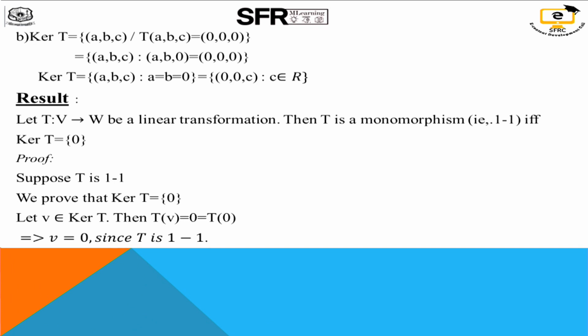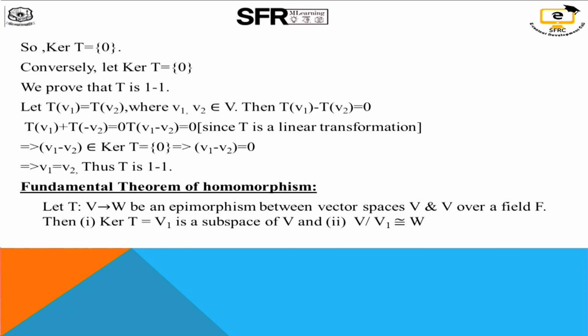The next result: T is a linear transformation. We prove that T is one-one if and only if kernel T is {0}, the singleton set 0. Take the hypothesis that T is one-one. We prove that kernel T equals {0}. That means every element in the set kernel T is 0, so kernel T will become the singleton set {0}. Take some element v belonging to kernel T. By definition, T of v equals 0. T of 0 is also 0, so T of v equals T of 0, which implies, since T is one-one, that v equals 0. So the element we have taken from kernel T must be 0. This is true for every element in kernel T, so kernel T equals {0}.